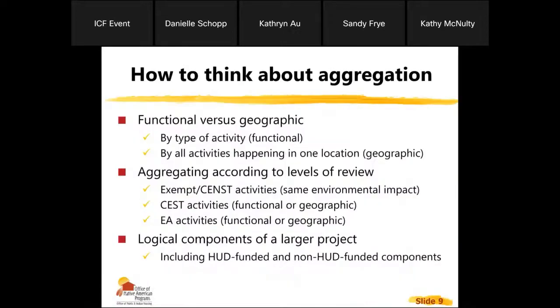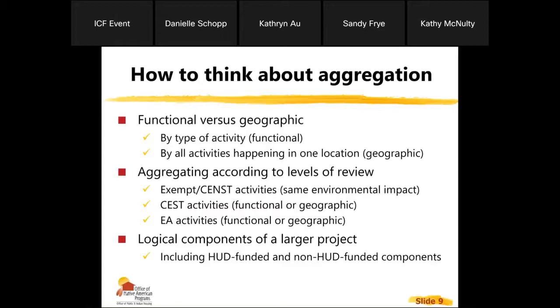All right, so that was what the text of the regulation says. So how do we think about it, and how do we apply this to our programs and activities? So the regulations talk about functional versus geographic, by type of activity would be functional, or aggregating by all of the activities that are happening in one location, that would be more geographic. You can also think about it, practically speaking, when you're in your offices by, which environmental review form am I using? Which level of review are my activities? And then aggregate your activities that way. So we'll talk about that at length.